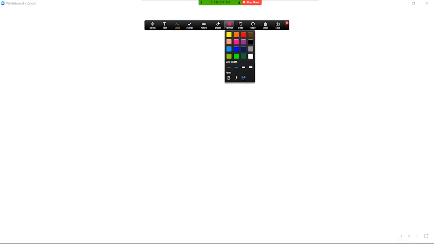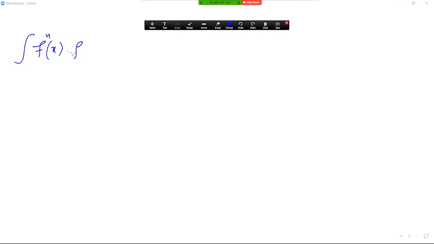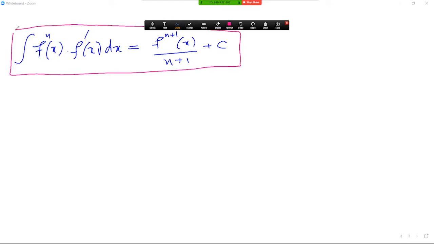Let me take a blue. So what we have, and you should remember, try to use this formula: if it is like this, f(x) raised to the power n dot f bar x dx, this thing is equal to f(x)^(n+1) over n plus 1 plus c. You have to remember this formula. And now we would do some questions using this.